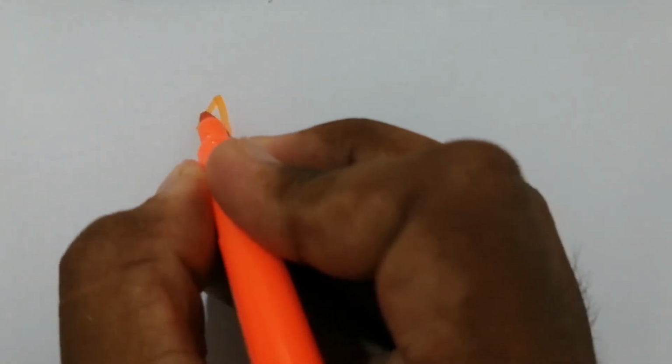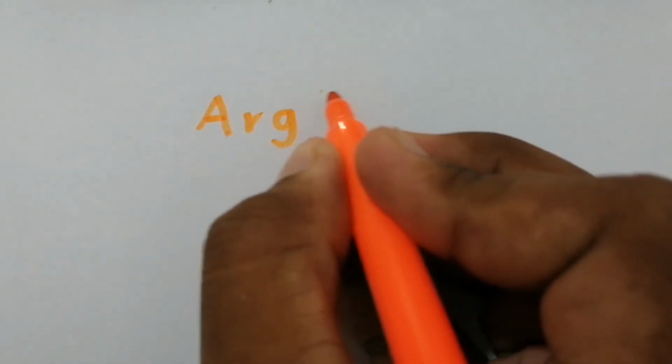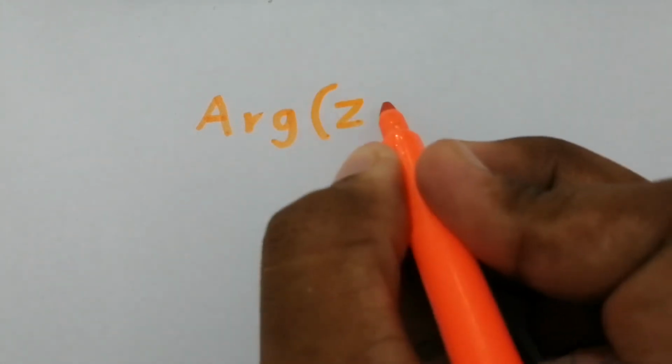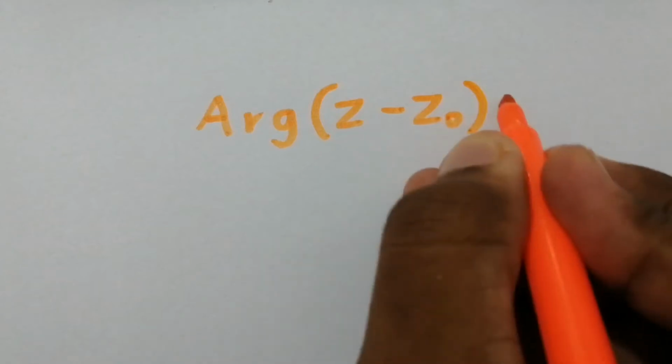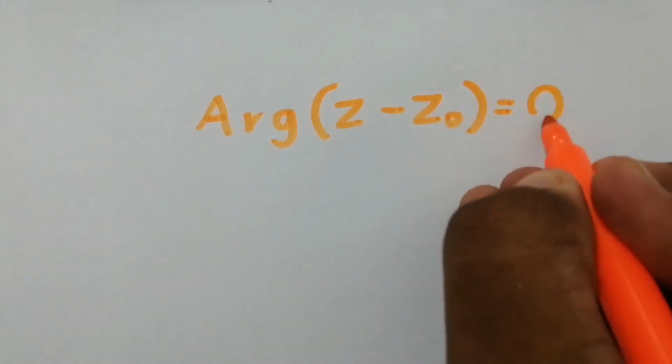Before moving into the question, I want to give an explanation about how to represent the path of a variable complex number on an Argand diagram. The first is when the argument value is a constant. Now I am considering an example. Arg(z minus z naught) equals theta.